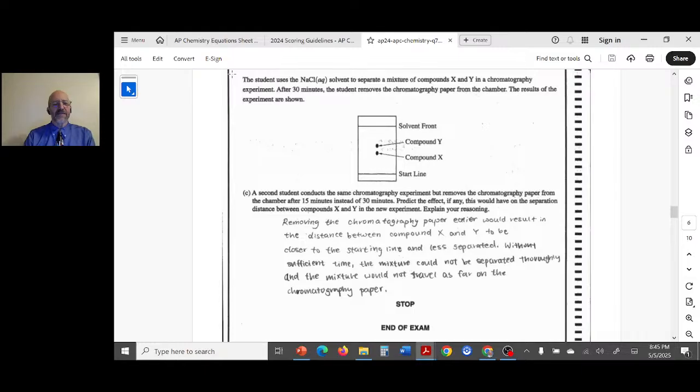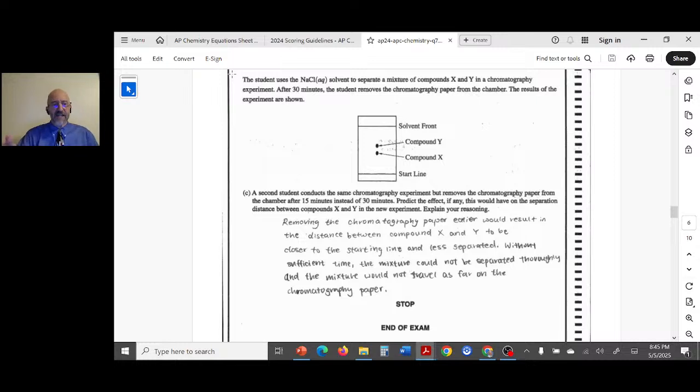And then, yes, they did get this point for saying that the mixture would not travel as far, so less separated. Now, again, make sure you answered the question. If you said it wouldn't travel as far, they're looking for less, as in, it says predict the effect, if any, that this would have on the separation distance.